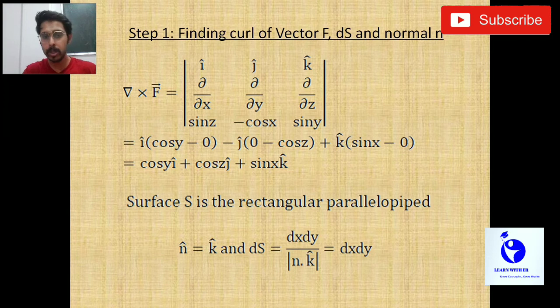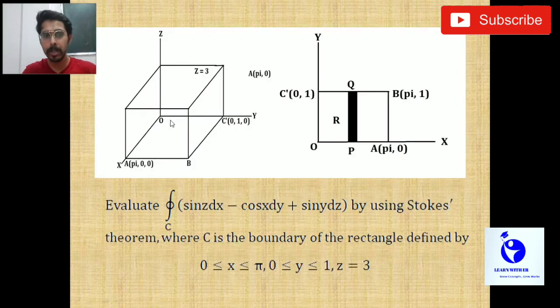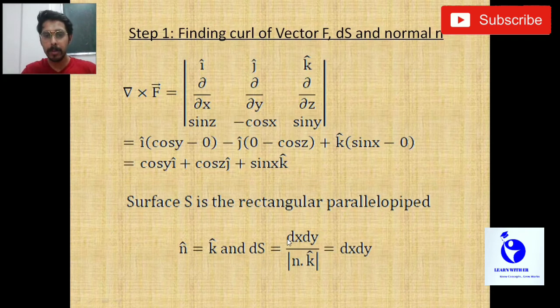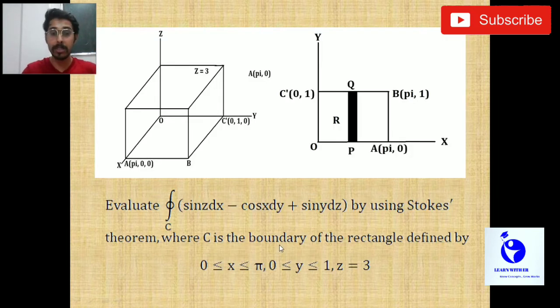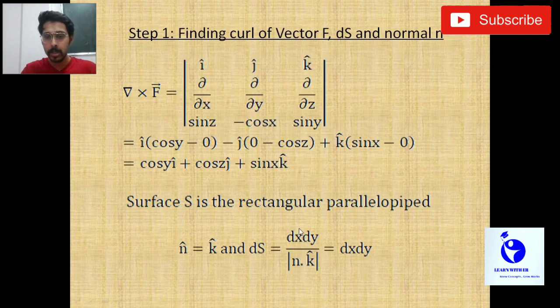So n cap will be equal to k cap, because we are considering the outward normal, which is parallel to k cap. And dS will be equal to dx dy by modulus of n cap dot k cap, because dS here is for the xy plane. If you are considering the xy plane, you have to consider dx dy, and this is the formula for it. Here n stands for k cap, so it will be k cap dot k cap, which is nothing but 1. So ultimately we are left with dx dy. So this is for finding the curl, the dS and the normal n. Three things we have found out in step number 1.